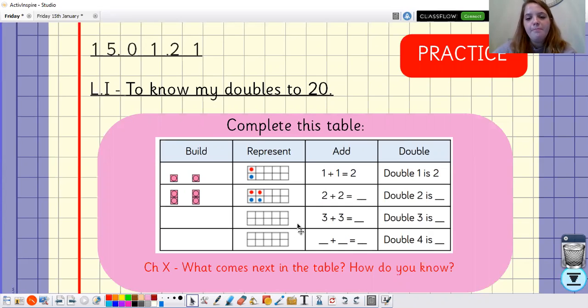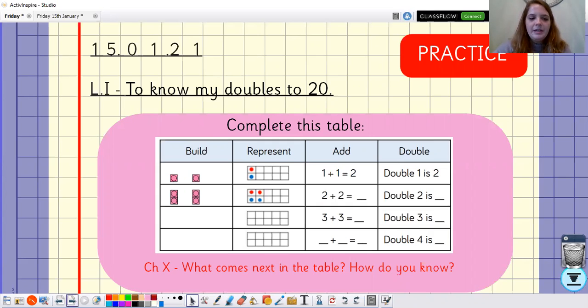Once you've drawn your tens frame, you need to write your addition number sentence and the answer, and then the double sentence. So double 3 is blank. Okay, so you're going to complete that for up to double 4. And then as a challenge, work out what comes next in the table. How do you know? So once you've noticed the pattern, you might want to draw another row in your table. So what comes next? So again, build, represent, add, and then double.